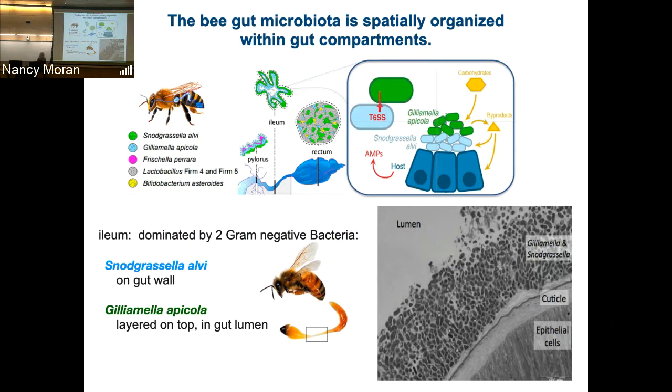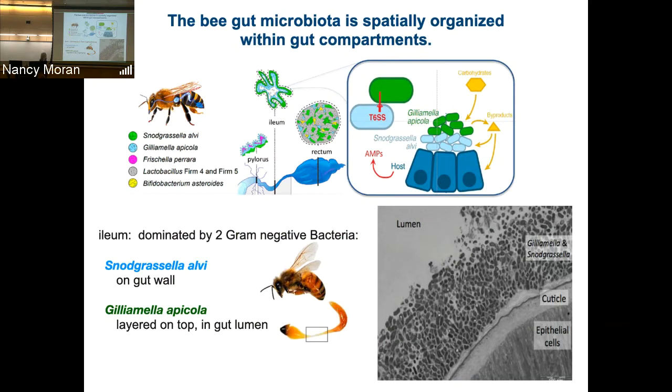So we did some more work, and just to summarize, most of the bacteria are in the hindgut. Insects have a foregut, midgut, and hindgut. These are in the hindgut, the distal part of the gut, and it has 2 main sections called the ileum and the rectum. There's a spatial organization, so a couple of main species are in the ileum, and then some others, including some gram-positives like Bifidobacterium and some Lactobacillus-type species, are in the rectum.